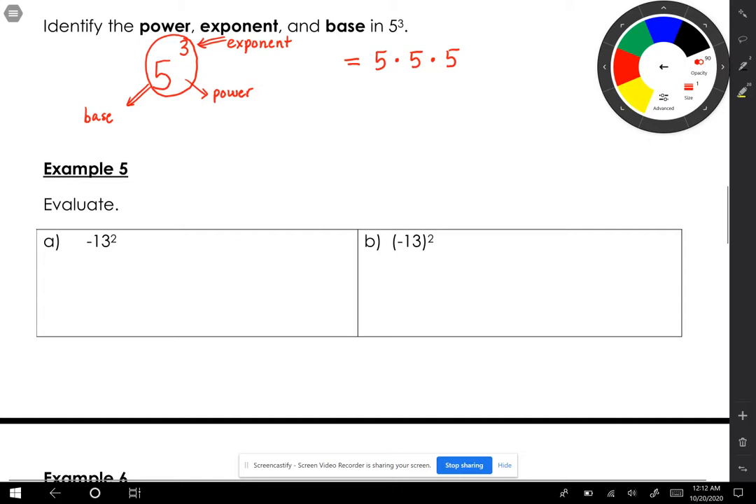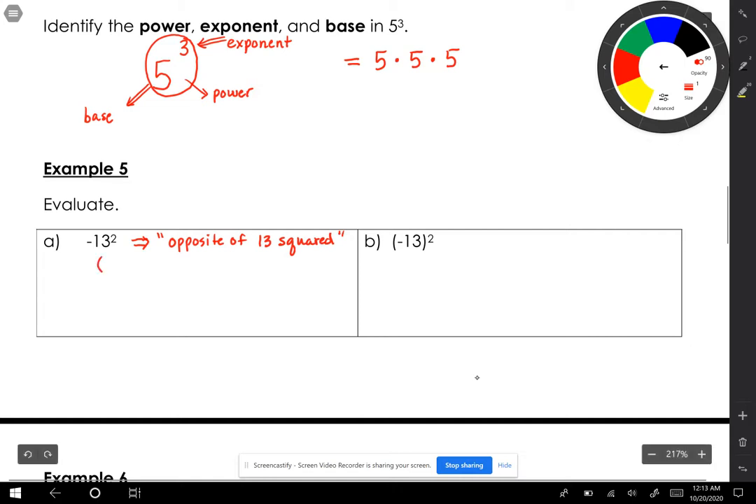90% of students miss part A, and they are going to say the answer is 169 because they just say, oh, well, that's 13 times 13. But it's not true. This is how you say it: opposite of 13 squared. And so if you were just to do 13 squared, that's 13 times 13, which is 169. But then you want the opposite of it.